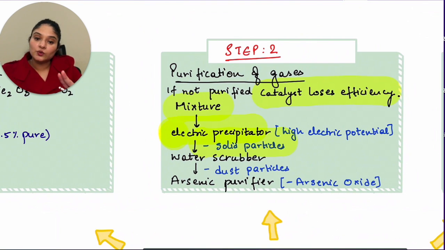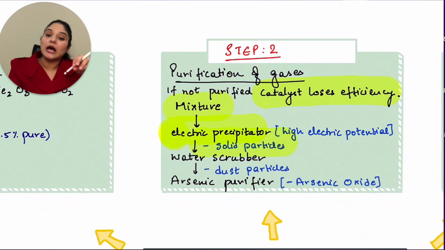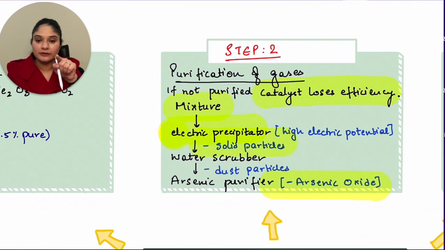Then it goes through a water scrubber. In the water scrubber, the dust particles come out. After that, you move to the arsenic purifier. In the arsenic purifier, you get minus arsenic oxide. So the dash that you see is a minus sign. So minus solid particles, minus dust particles, minus arsenic oxide. So this is your purification of gases.